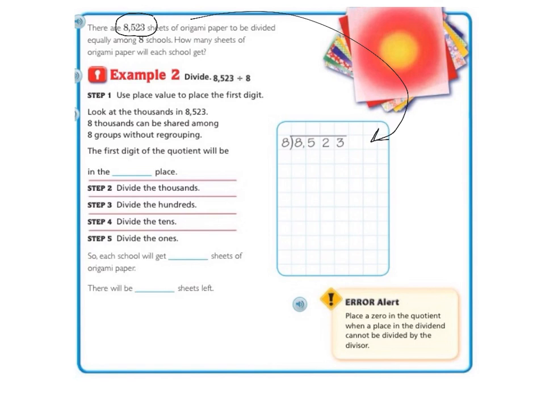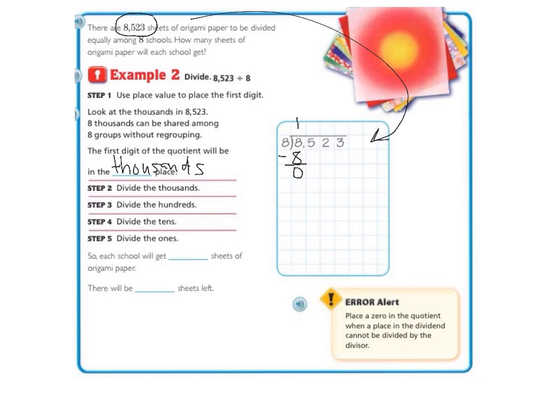So we want to know, all right, the first thing we look at is our place value. Can 8 go into 8? Well, yes, it can. So my first number is going to be in the thousands place. And that tells me that my answer should be somewhere in the thousands. All right, so let's go ahead and divide. 8 goes into 8 1 time. So the 1 goes on top. 8 times 1 is 8, and then I subtract. 8 minus 8 is 0.